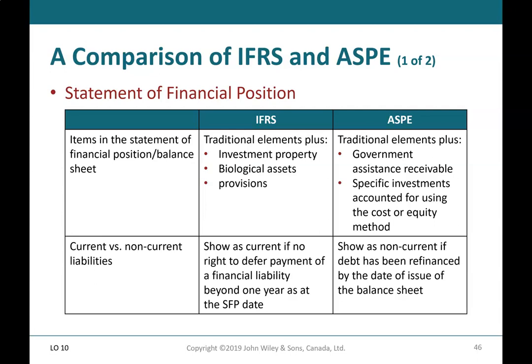A comparison of IFRS and ASPE, 1 of 2. Statement of financial position. Items in the statement of financial position / balance sheet. IFRS, traditional elements plus investment property, biological assets, and provisions. ASPE, traditional elements plus government assistance receivable, specific investments accounted for using the cost or equity method.